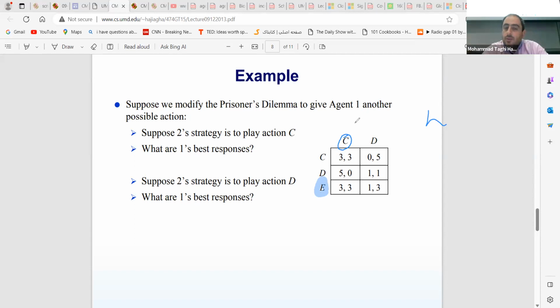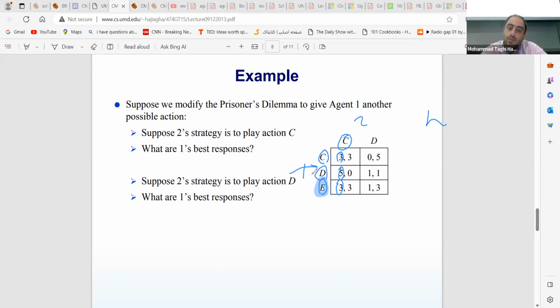So here we know that player 2 is playing. This is 1, and this is 2, and this is agent 1 that gets 1 more extra action. Here 2 is playing C. So if 2 is playing C, then if the first guy is playing C, it gets 3. If it plays E, then it gets 3. And if it plays D, then it gets 5. So in that case, 5 would be the best.